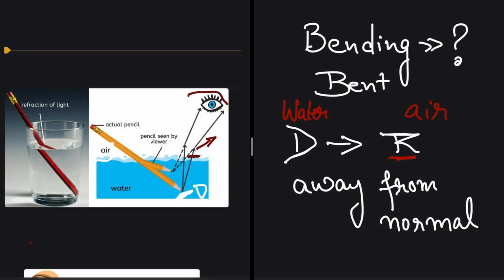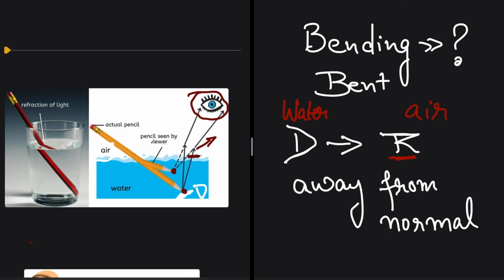And when the observer observes from this point, it will look like the light is not coming from the tip but from this point, because we feel only that light travels in a straight line. Our eyes will not observe that there is a bending of light. Actually the light is bending at this surface, but it appears to us that the light is coming straight from this point.